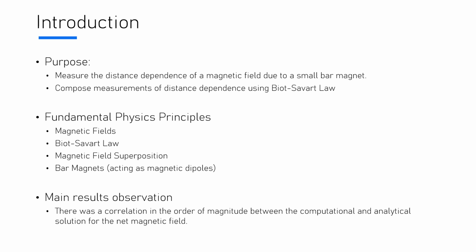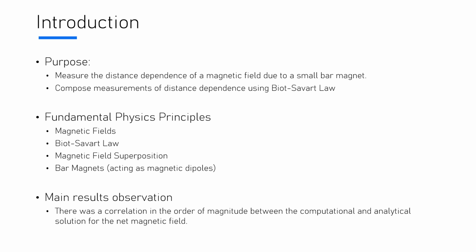Some fundamental physics principles behind this experiment are the concept of magnetic fields, which are vectors that describe the magnetic influence on moving electric charges, electric currents, or magnetic materials. The Biot-Savart law allows us to calculate magnetic responses at an atomic or molecular level. Magnetic field superposition, which we saw as electric field superposition in Lab 1, helps us understand that all magnetic fields can be added to calculate the net magnetic field. And bar magnets, which in this case will be acting as magnetic dipoles.